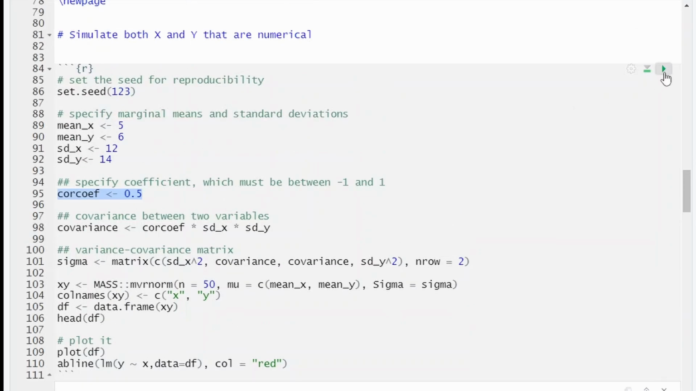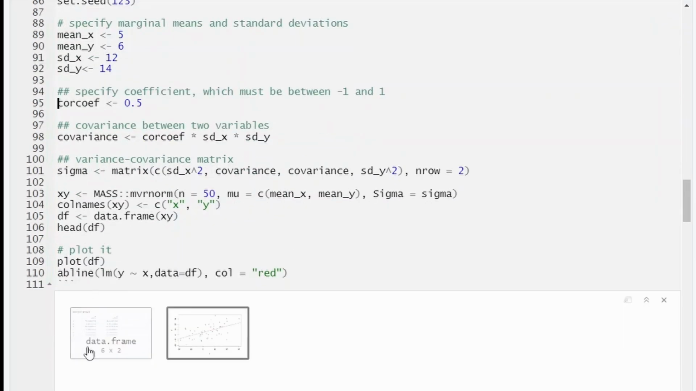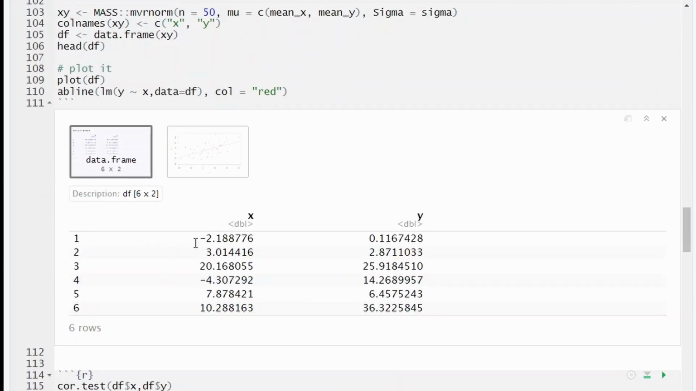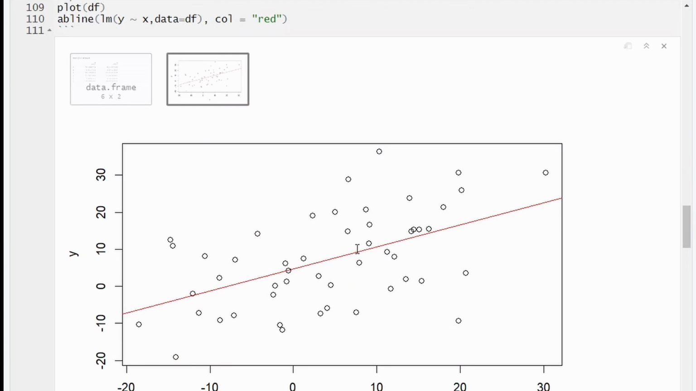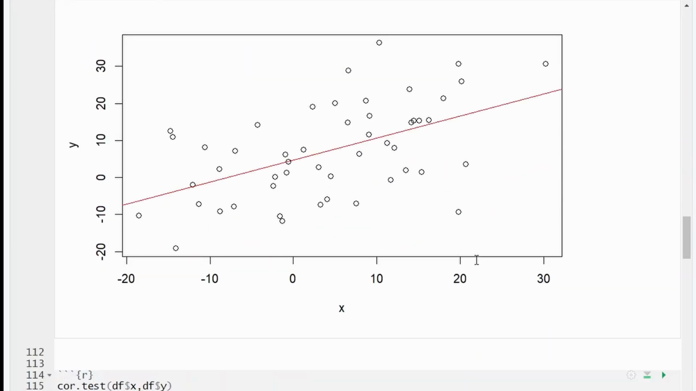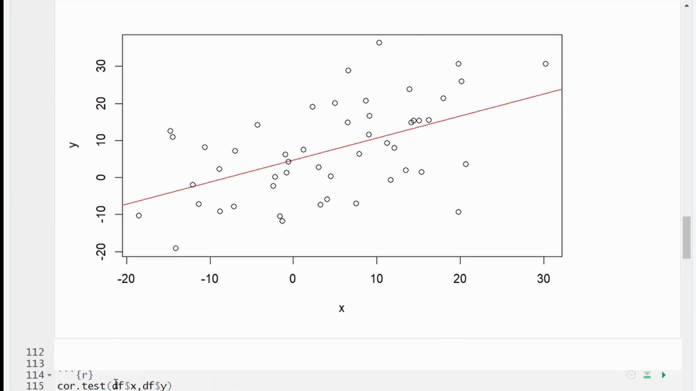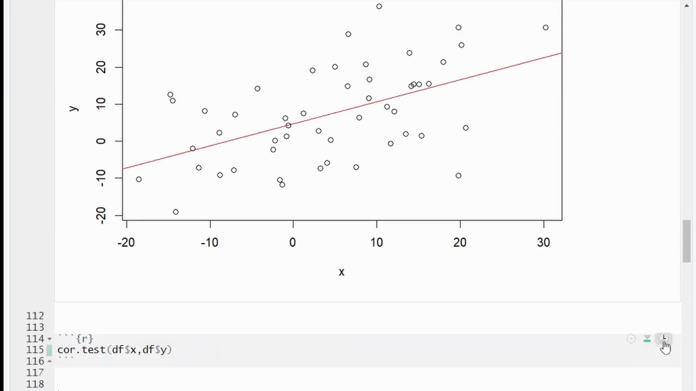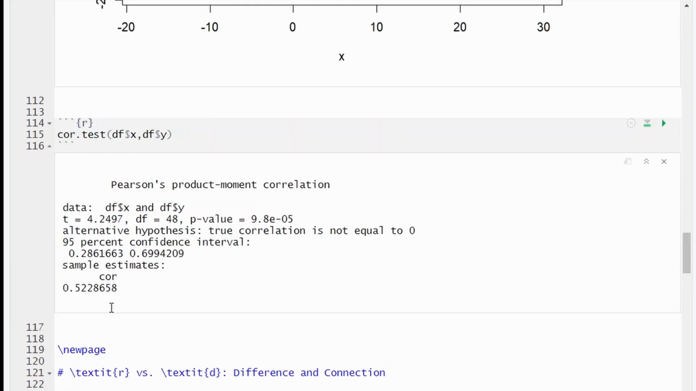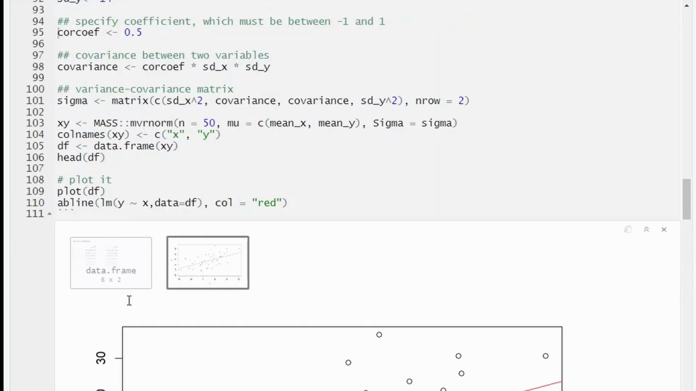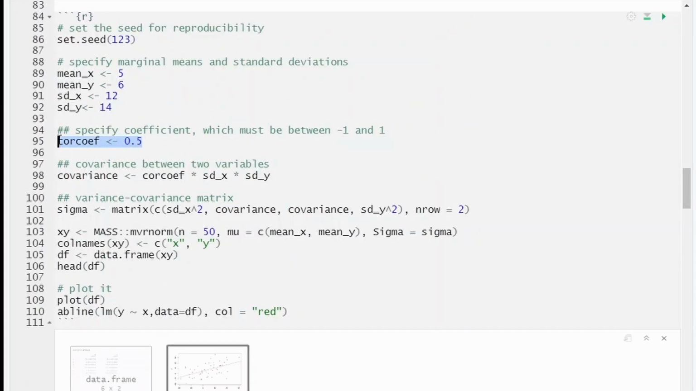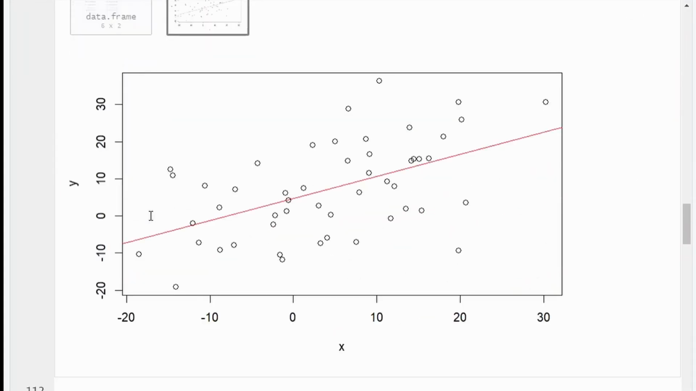Okay, so let's run it. We simulate the data here, and we print out the first 6 rows of X and Y. As you can see, both X and Y are numerical. We can plot the data and also add a trend line here. And we can also calculate the correlation coefficient to see what the value is. We expect it should be close to 0.5. Here it is 0.52, which is not exactly the same as the value we predetermined, 0.5, but they are pretty close.